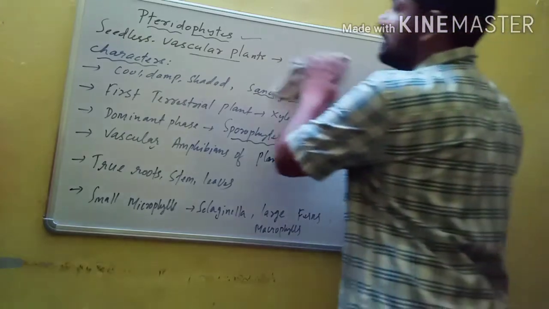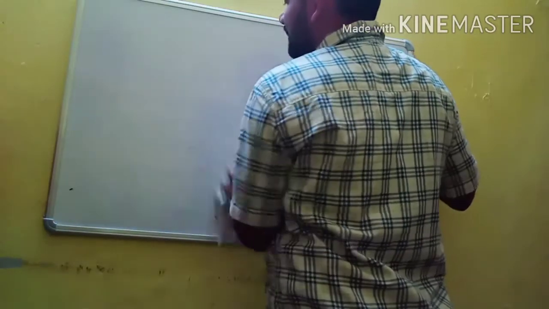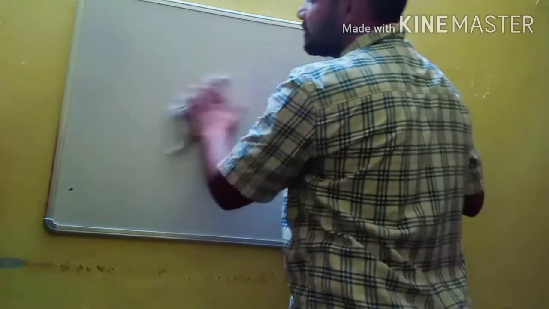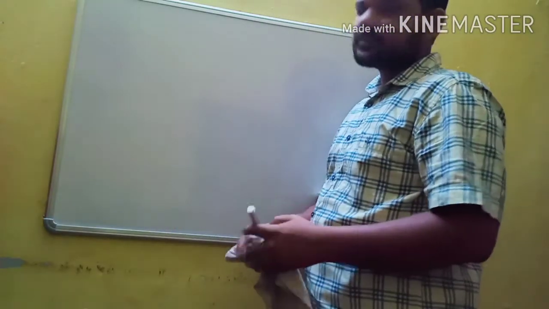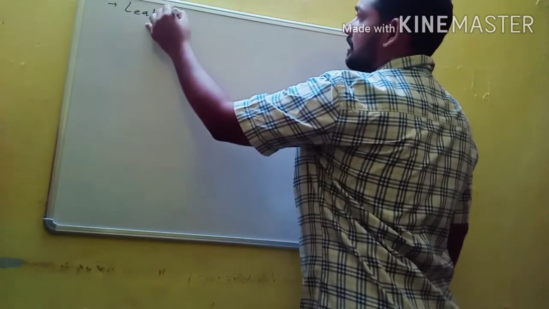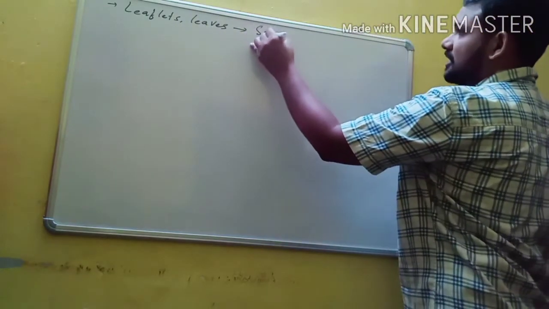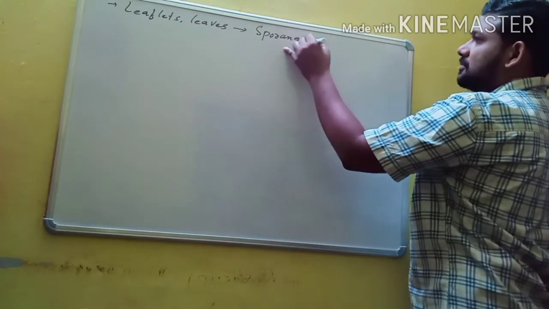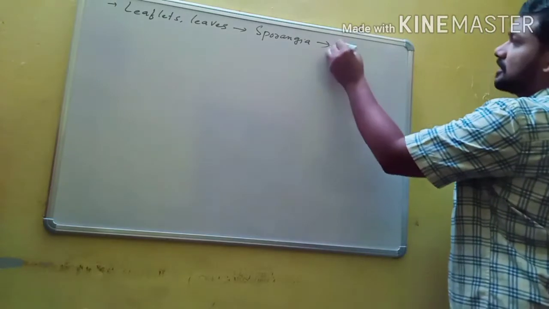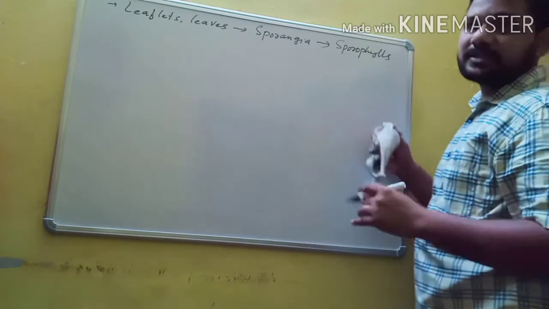In previous videos I said that angiosperms alone produce flowers, and the flower is the site for sexual reproduction. But in pteridophytes, flowers are absent. Sex organs usually develop on leaves. Leaflets and leaves bear sporangia. Sporangia means spore producing structure, and such leaves are called sporophylls. Sporophylls simply means reproductive leaves.